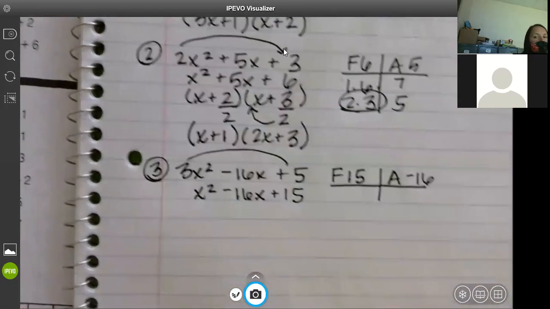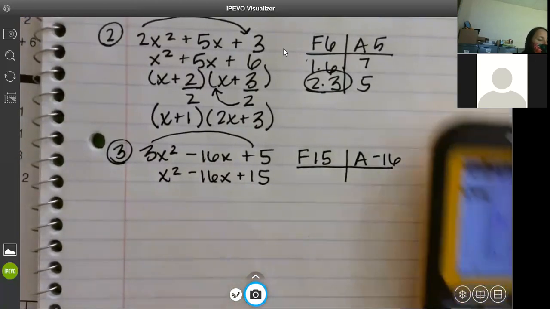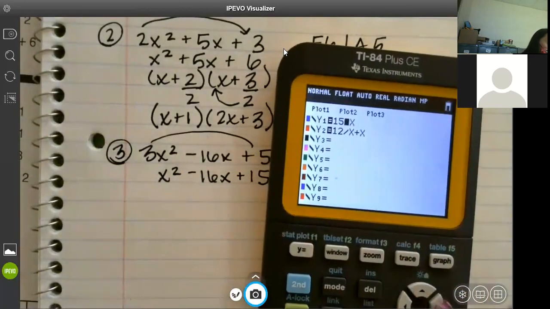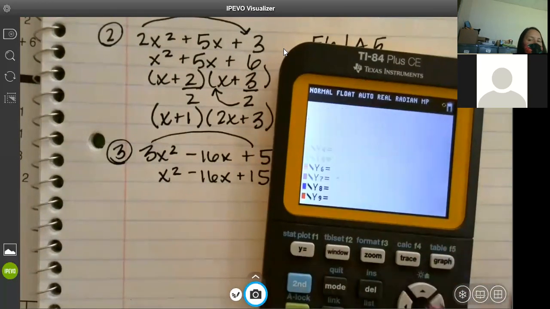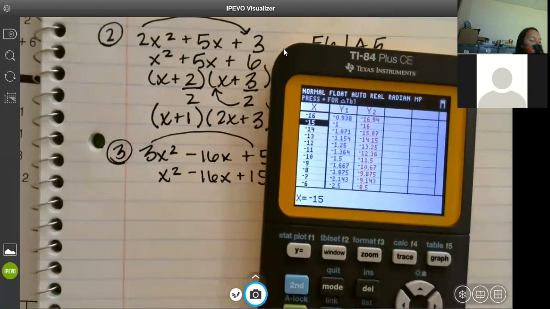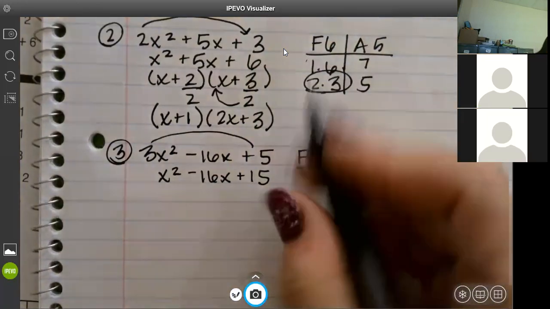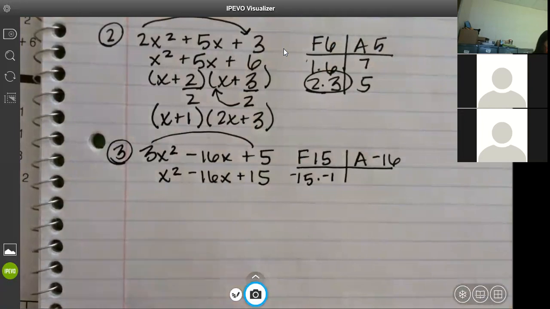Okay. Remember, if you're not sure, we can put it in our calculator. You should know these, but I'm just going to go back over it real fast. In Y1, I want factors of 15. So 15 divided by x, plus x. And I'm looking for negative 16 in my chart. What are my 2 numbers? Negative 15 and negative 1.